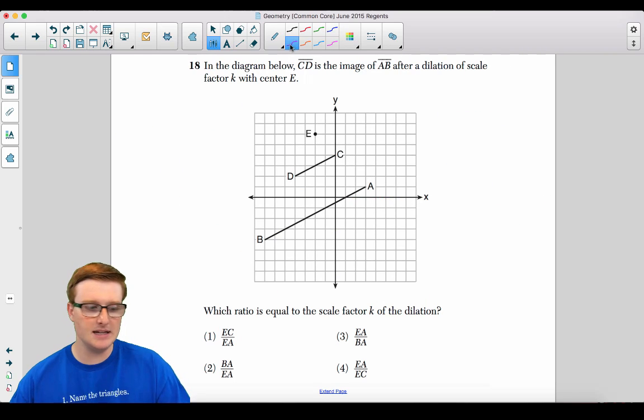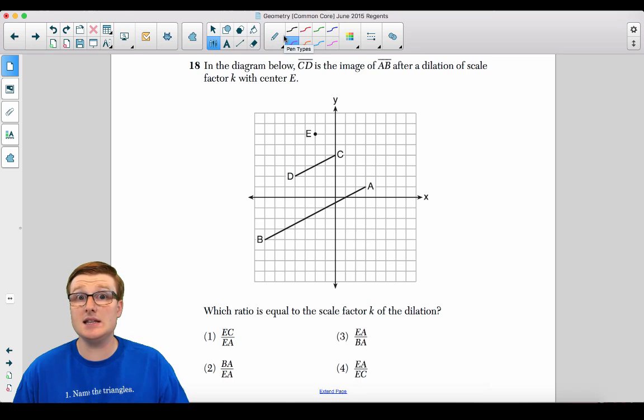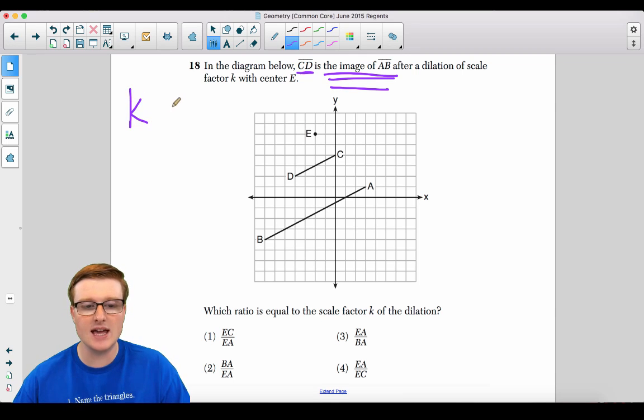All right, number 18 is definitely tricky. It says, in the diagram below, CD is the image of AB after a dilation with a scale factor K centered at E. Be careful. CD is the image. So that means that your scale factor K has to be less than the number 1 because it's getting smaller. Which ratio is equal to the scale factor K of the dilation?